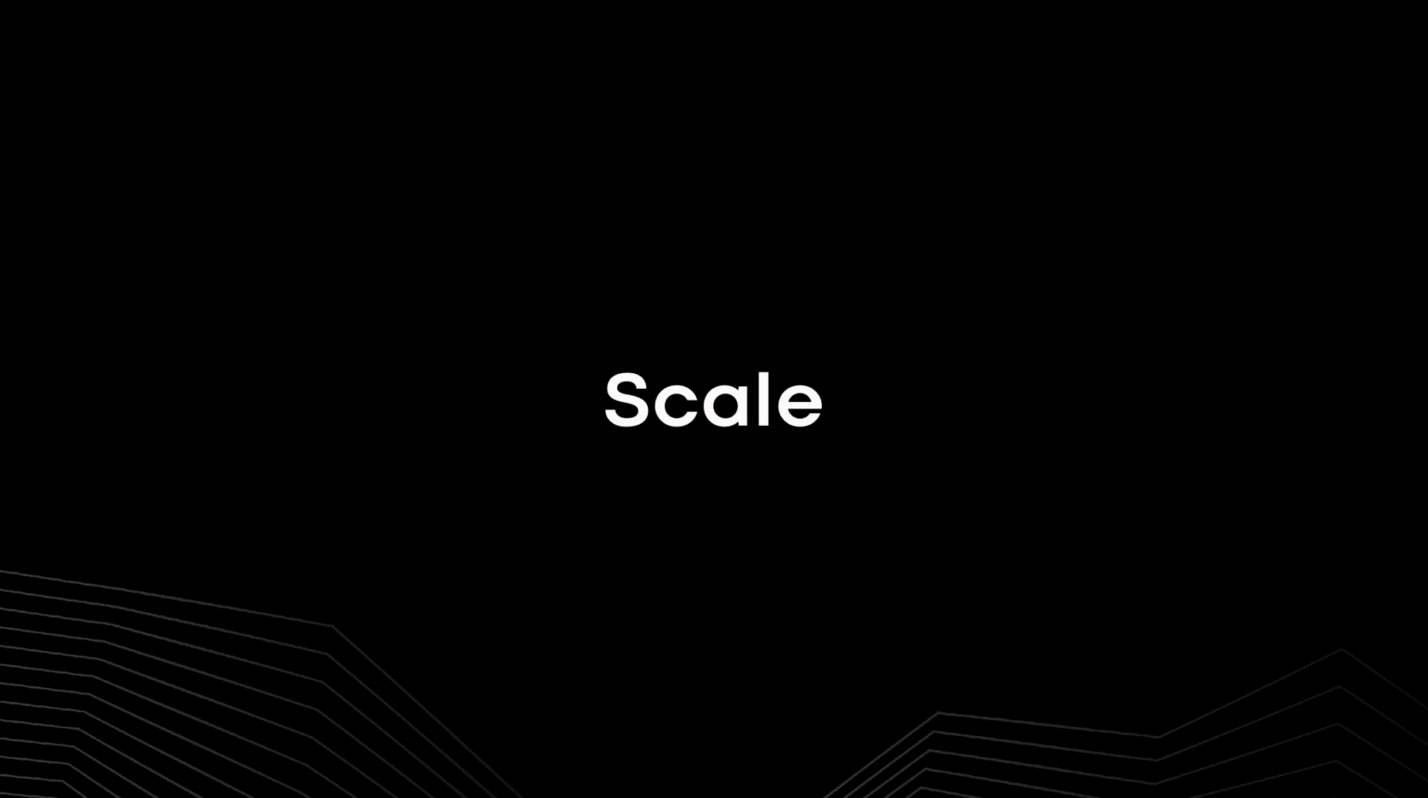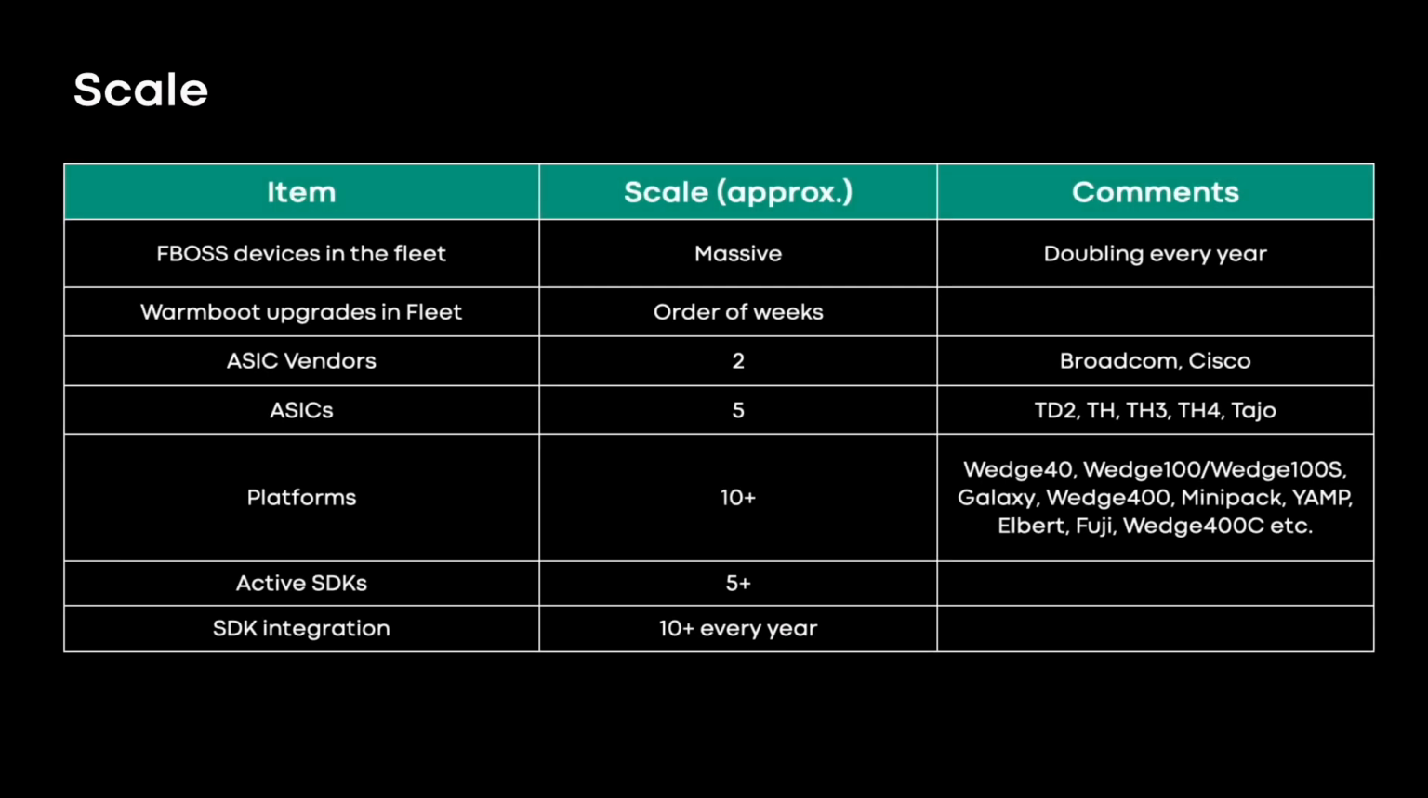Thank you, Sri, for providing detailed insights on how we deploy a massive brownfield deployment. As we all know, Meta deploys at scale. Let's go through some of the Fboss scale numbers. We have massive numbers of Fboss devices in the fleet that are being deployed, and it's been doubling every year. As Sri mentioned, we always do onboard upgrades in the fleet. This is because we want to cause minimal disruption to the hardware. The amount of time it takes is in the order of weeks, and we do several onboard upgrades over a year.